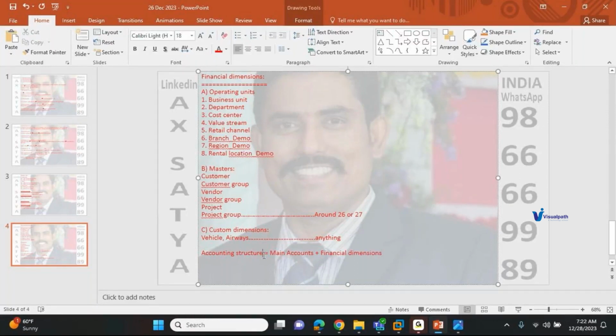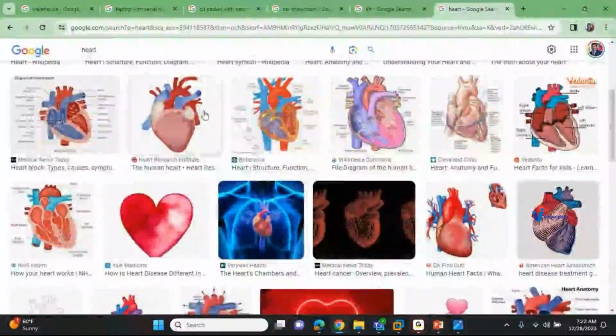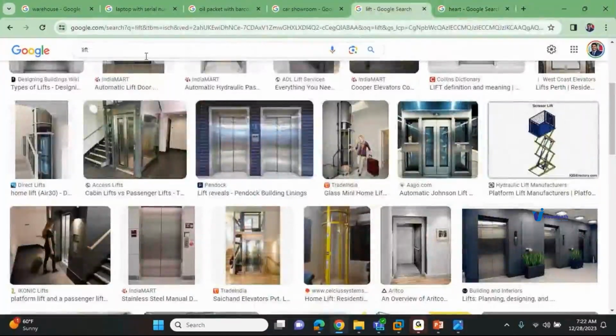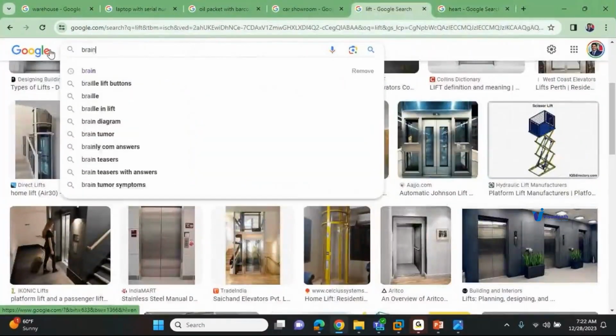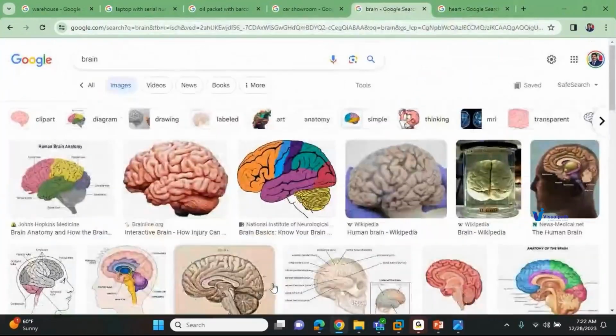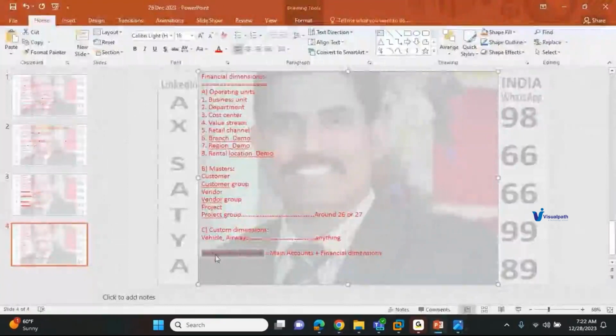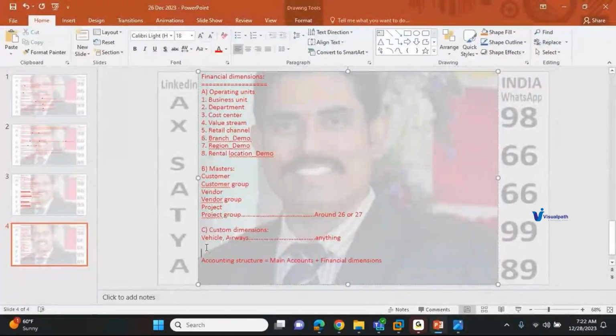So accounting structure, I will use this word. This is item model group. Item model group I will compare with the heart in SEM. Now, brain. Accounting structure, I will use the word for better understanding. Accounting structure means it is a brain for ERP.